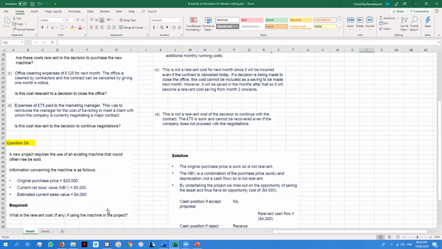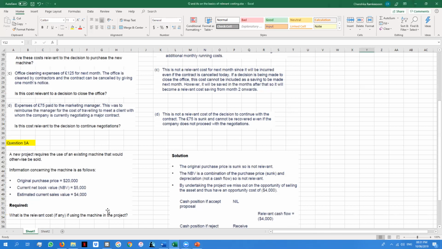So this company is apparently considered a new project, and the new project will need the use of an existing machinery. But what you've been told is that if the project is not to be undertaken, the machine would be sold. Note that again: if the project is not to be undertaken, the machine will be sold. Which means if the project is to be undertaken, the machine will not be sold. See that? Which means the decision to undertake the project will affect what we do with the machine.